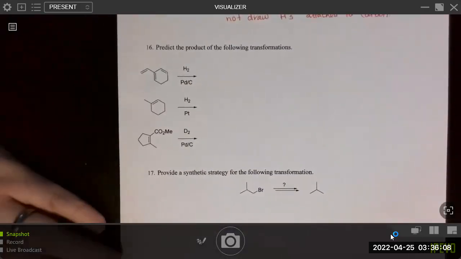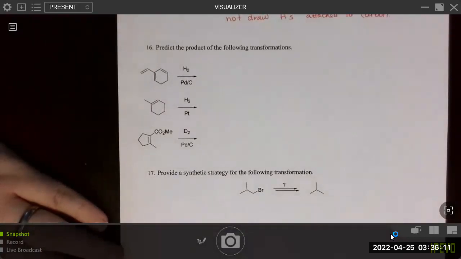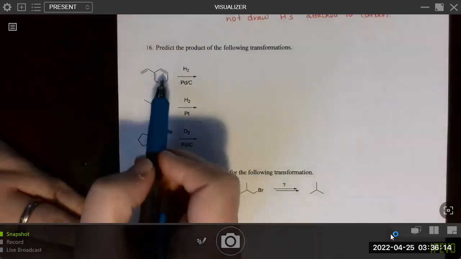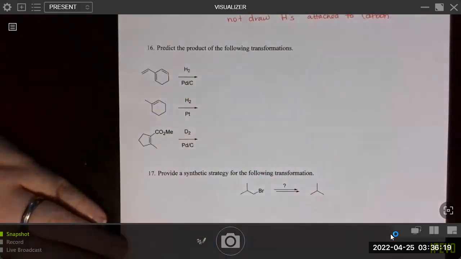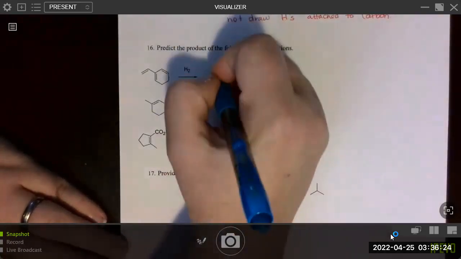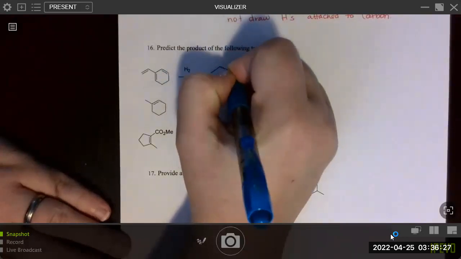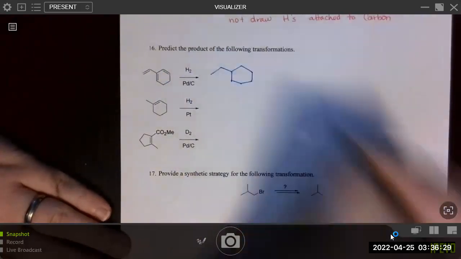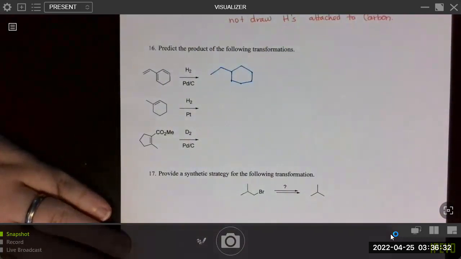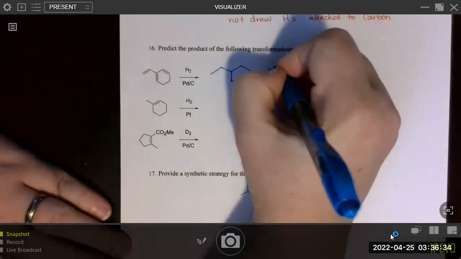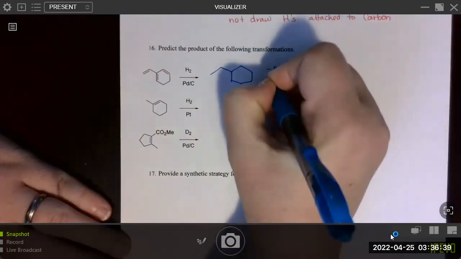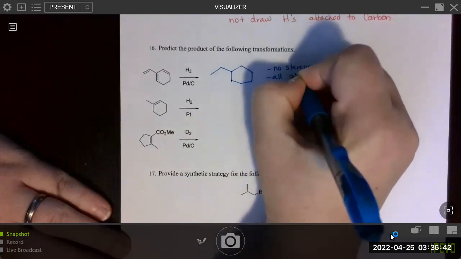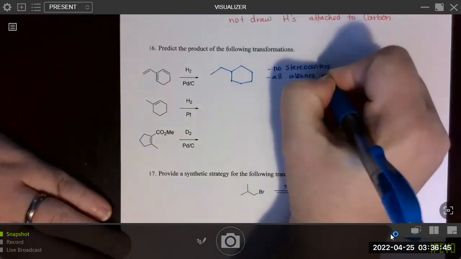So let's predict the product of the following transformations. We have 3 different double bonds here that would all get hydrogenated in this reaction. So they get reduced to single bonds. And there aren't going to be any stereocenters, so we don't need to consider stereoselectivity. Okay, so no stereocenters, and all alkenes are reduced.